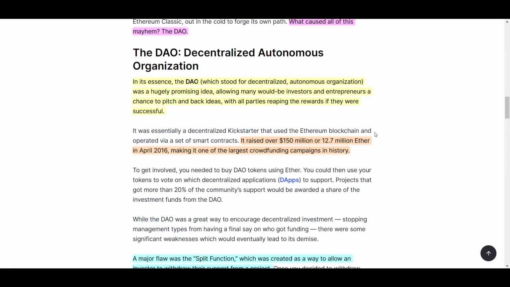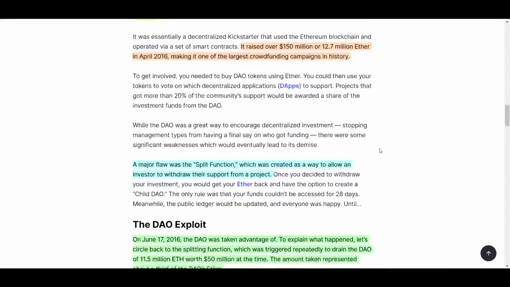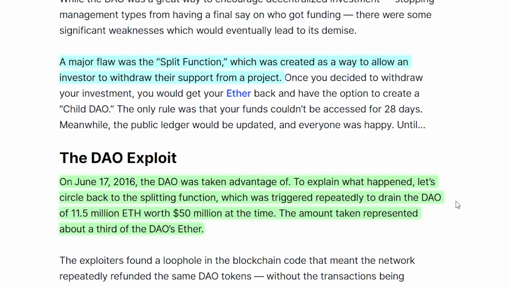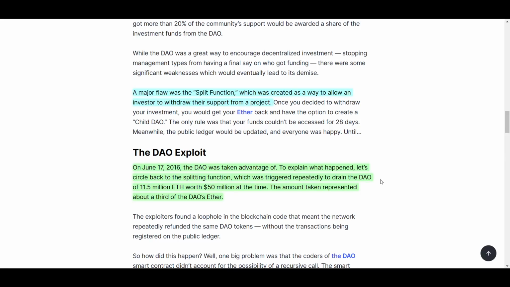Unfortunately, there was a vulnerability in the code that was used to create the DAO. To be clear, this was not the code of Ethereum that was vulnerable, but the code of the app built on top of it. So the vulnerability allowed someone to drain about $50 million worth of Ethereum from the DAO investment pool. So first off, what is a DAO?